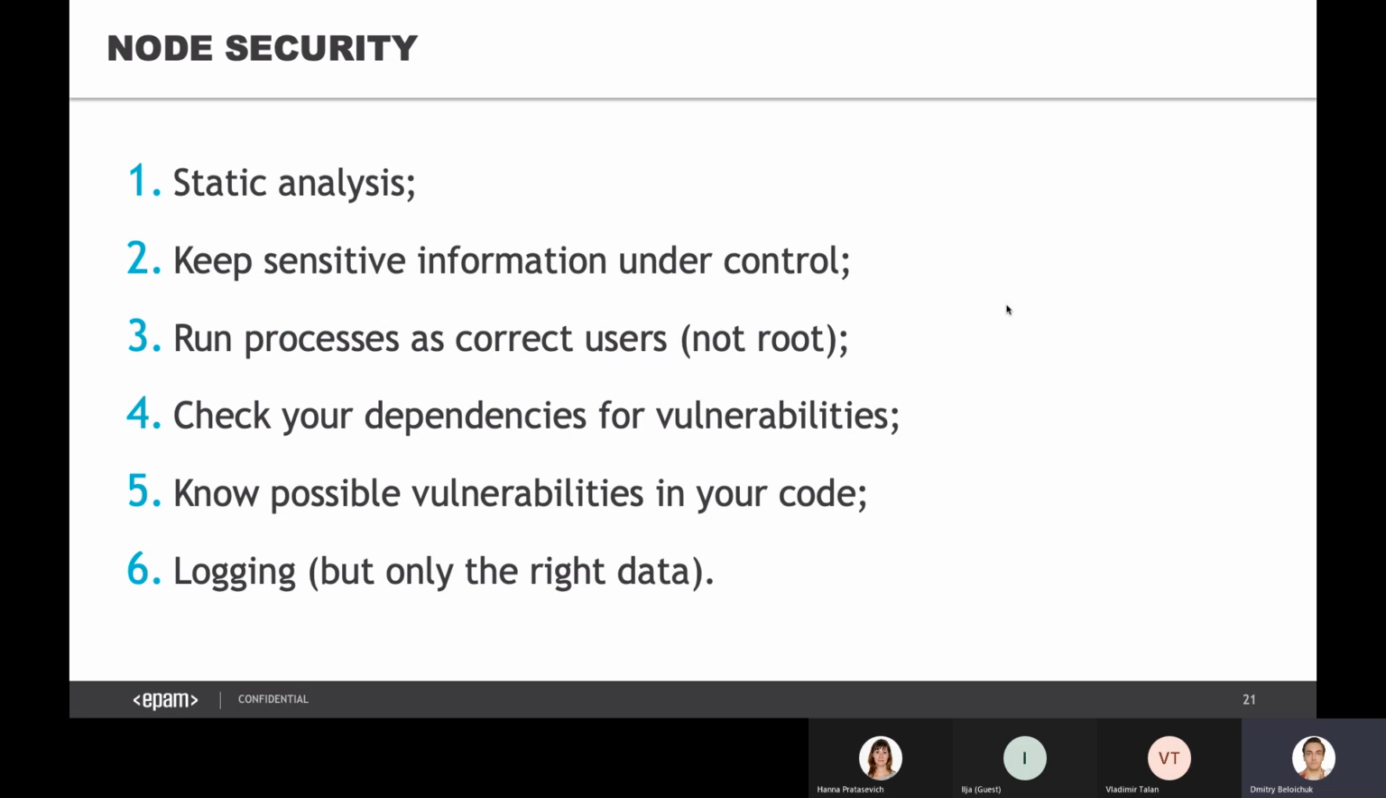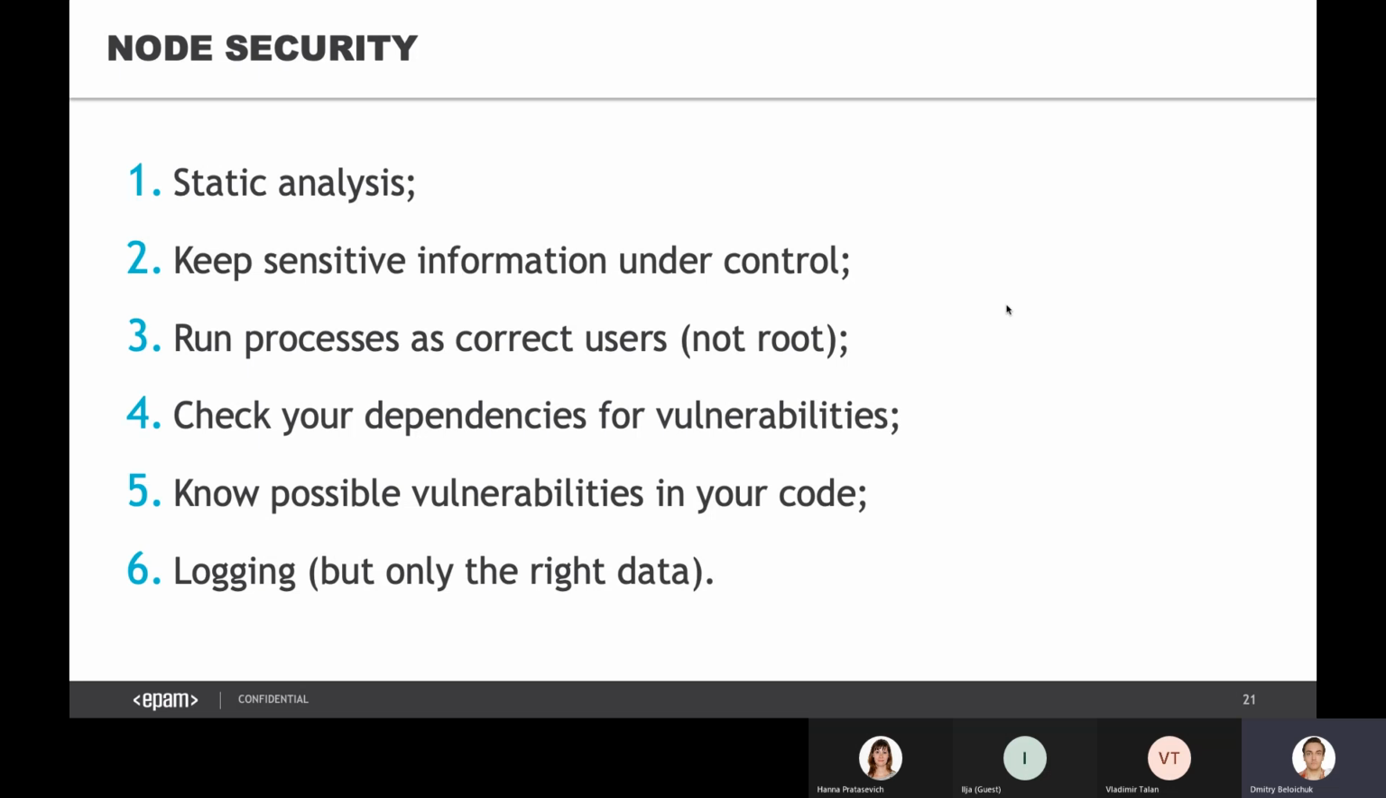So how do we avoid those security problems? Apart from using a third-party solution, we do static analysis to get that quality to the top, as we do with every system we write, whether it's a backend or front end. We keep the sensitive information under control, meaning that for those secret keys, we don't store them in our code, in our source repository.